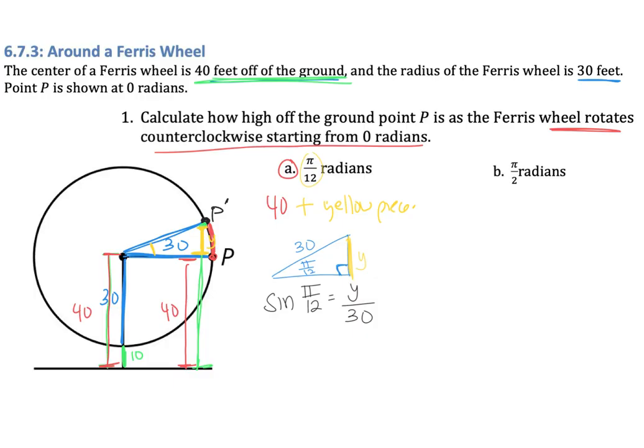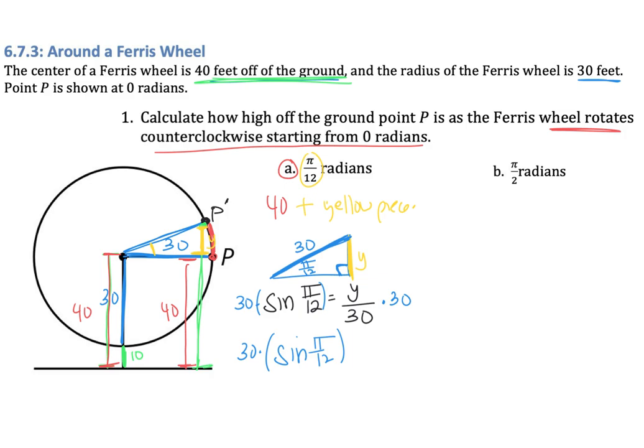Because this radius is a length of 30, that means it is 30 times bigger than a unit circle. So I can just multiply sine of pi over 12, which would be the y value of a unit circle, by 30 because it's 30 times bigger. So if you plug this into your calculator, you will get a numerical value.